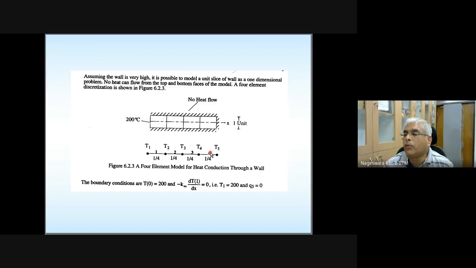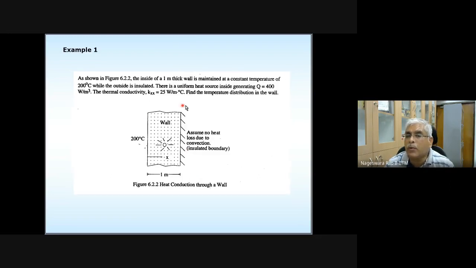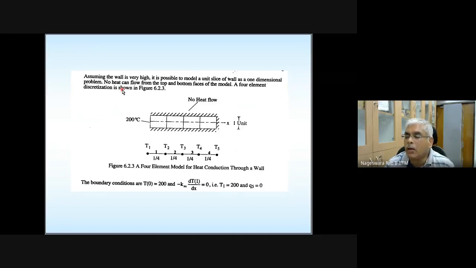Second, third, 4 elements are taken across the thickness of the wall. It is a 1 meter wall, so you can see 1 divided by 4 everywhere. Equal length elements. And the wall is assumed to be a very long wall, or the wall is very high. If the wall is very high, then the boundary conditions at the top and bottom are not going to have any effect. So that is the idea of assuming it to be a long wall, or the wall being very tall. So it's basically a one-dimensional boundary value problem.